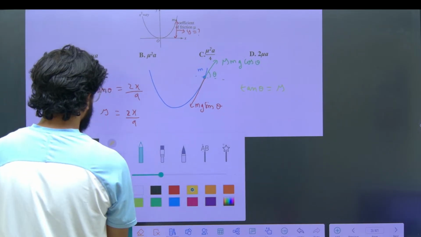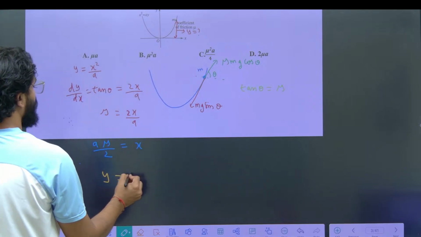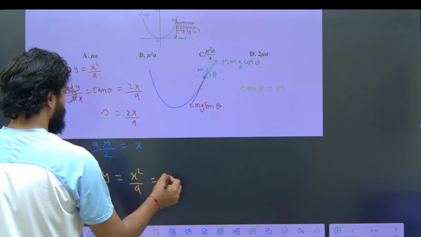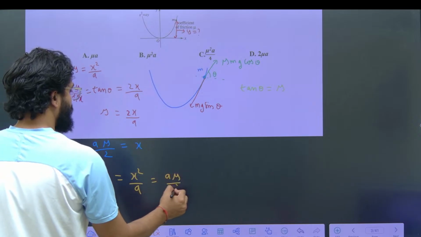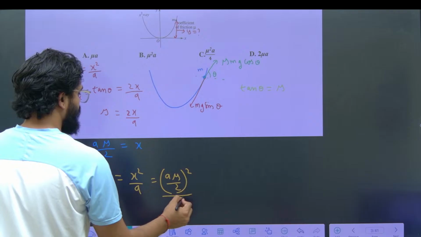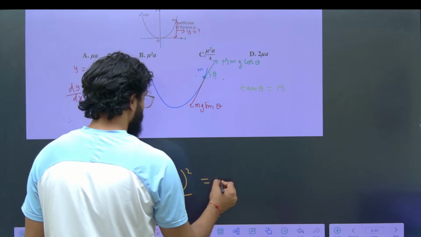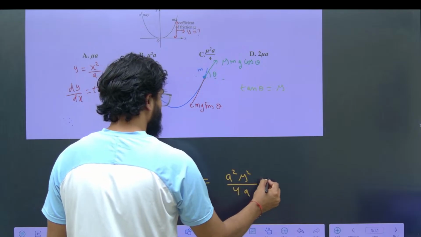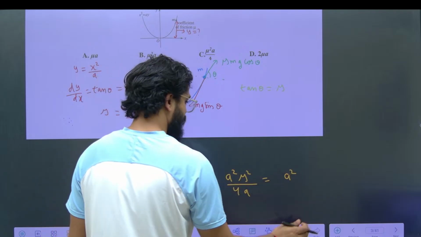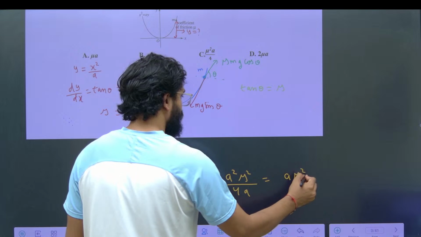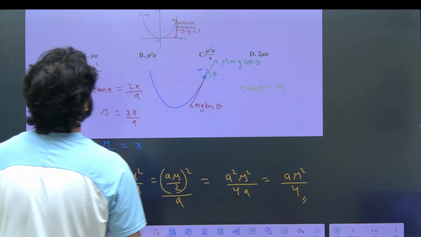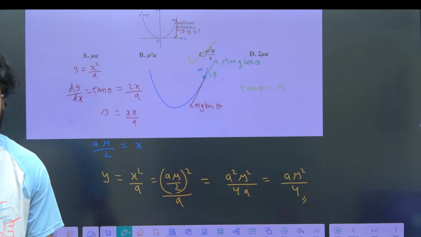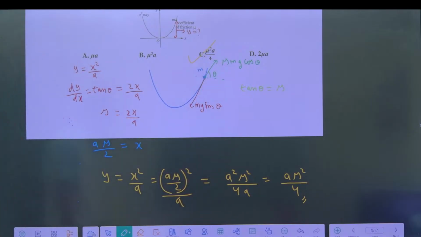Yes, correct. So y equals x square upon a, or a mu by 2 whole square upon a. So it will be a square mu square upon 4a, which will come out as a mu square by 4. So which city should we go to? This time we should go to Calcutta. Chaliye. Cool.